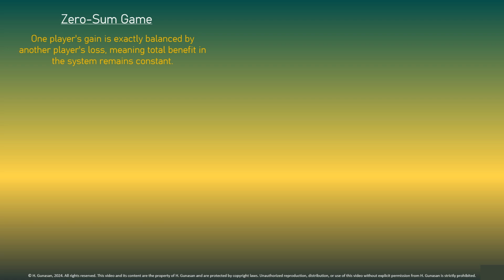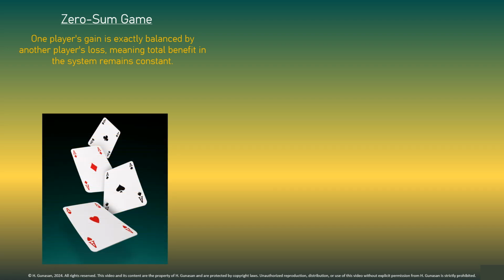A simple and classic example of a zero-sum game is poker. If one player wins $100, the other player loses $100. The total money in the game doesn't change. It's just redistributed between the two players. Similarly, in chess, there can only be one winner, and for the winner to claim victory, the opponent must lose. This type of game creates a win-lose scenario. One player's success results in the other player's failure.